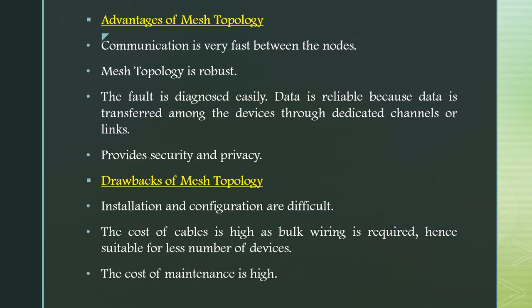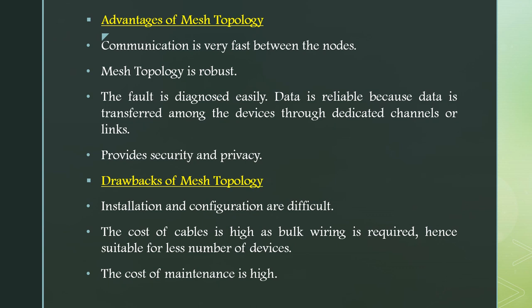Advantages of mesh topology. Communication is very fast between the nodes. Mesh topology is robust. The fault is diagnosed easily. Data is reliable because data is transferred among the devices through dedicated channels or links. It provides security and privacy.